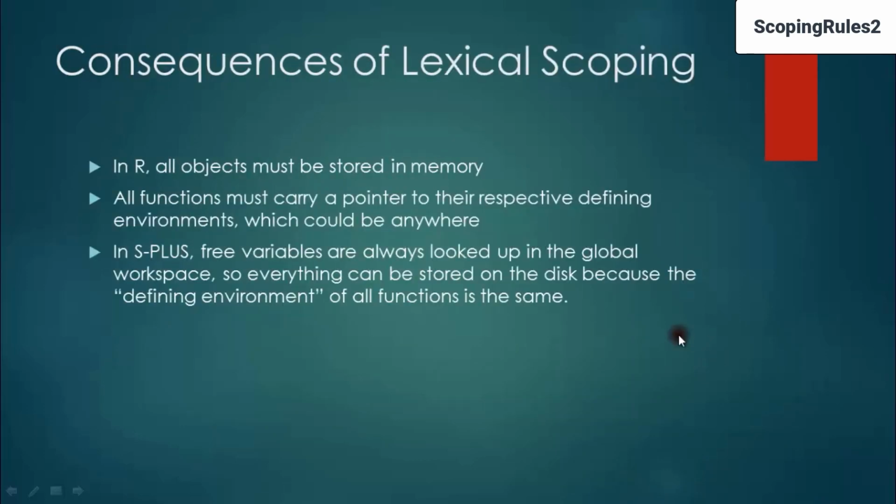So what are the consequences of lexical scoping? In R, all objects must be stored in memory. All functions must carry a pointer to their respective defining environments, which could be anywhere. In S-Plus, free variables are always looked up in the global workspace. So everything can be stored on disk because the defining environment of all functions is the same, the global workspace for S-Plus. So here all the variables can be easily stored on disk.